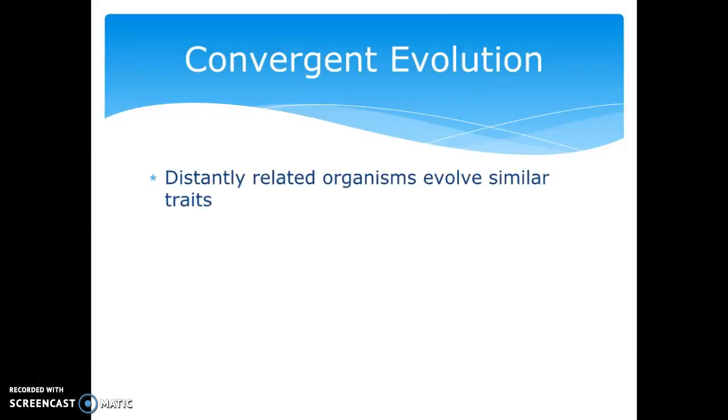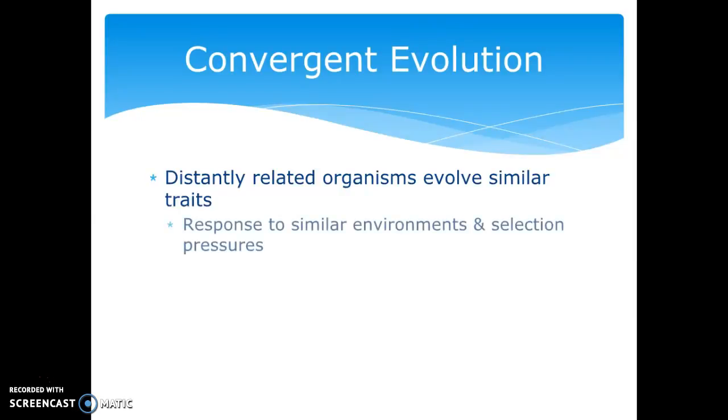The other one is something called convergent evolution, and this is when distantly related organisms evolve similar traits. So this is response to similar environments and selection pressures. So eventually what's going to pop up is you're going to have a shark, a dolphin, and some sort of other water animal, and they have very similar qualities because they live in the water, but they're super distantly related. Okay? A fish and a mammal aren't really even close to being related.